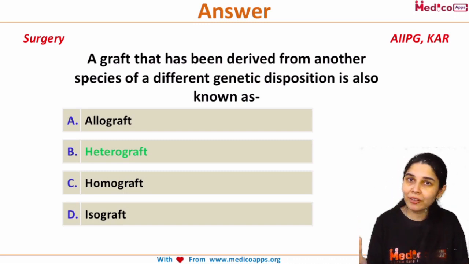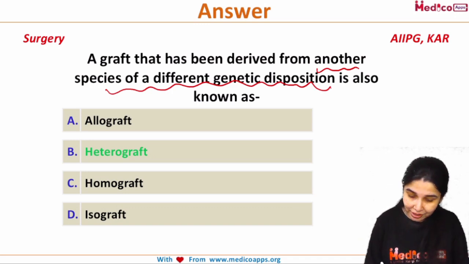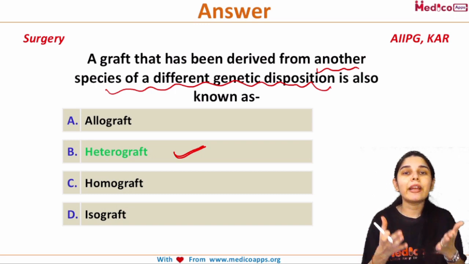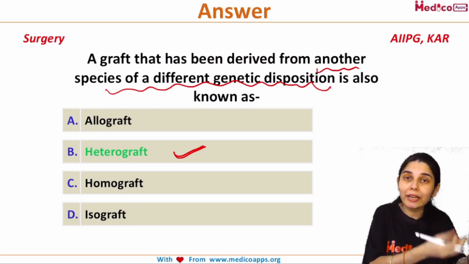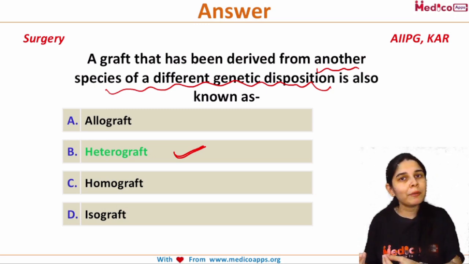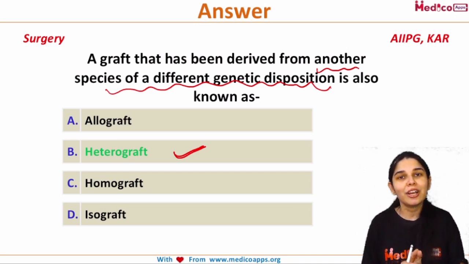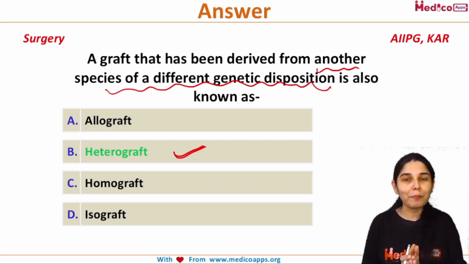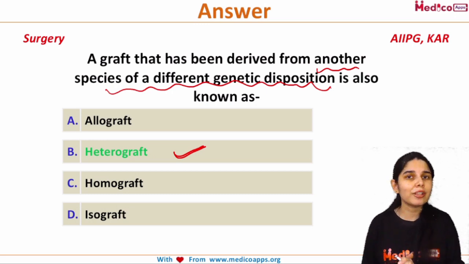Again we go back to the key point: another species of different genetic disposition. That was the second option, yes, the heterograft. A heterograft is when the tissue is transplanted from one species, for example a modified pig, to a human being. That is the heterograft, and that is your answer for the MCQ asked. I hope you have got this topic, a small but important topic from the MCQ point of view. Sometimes this can even be asked as a viva question in your general surgery examination.